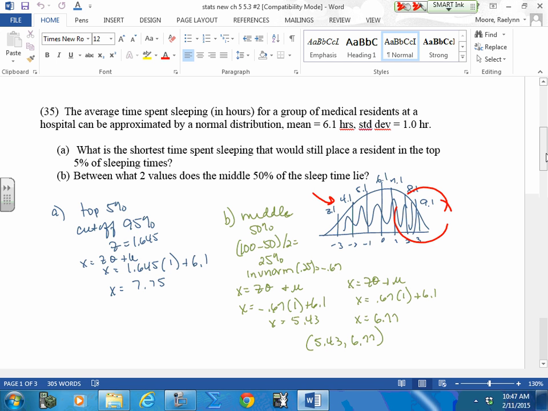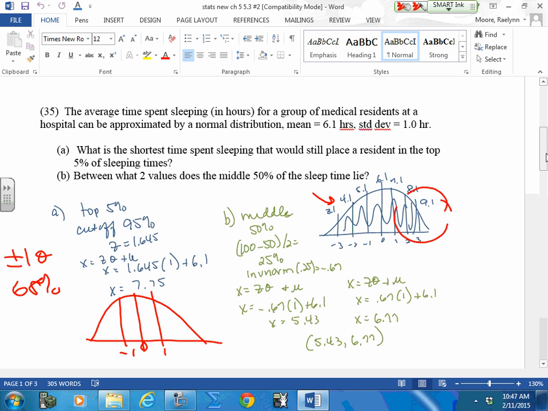Okay. The second part says, I want the middle 50%. Now, here's your curve. Here's the 0. Here's the plus or minus 1. This is what you need to keep thinking. What percent lies between plus or minus 1 standard deviation, according to your empirical rule? Approximately 68%. Approximately 68% lies between here.